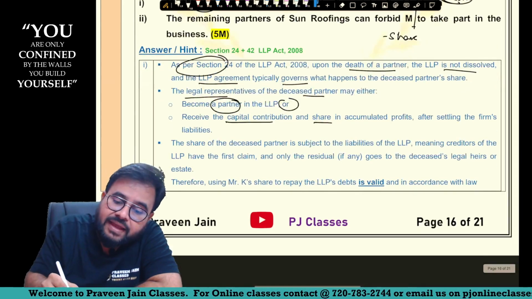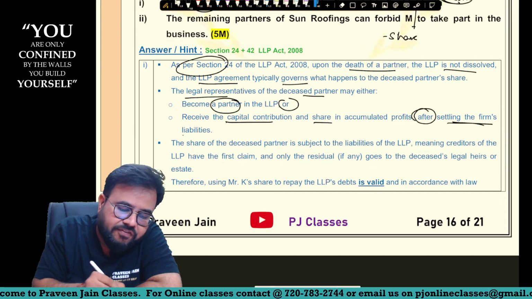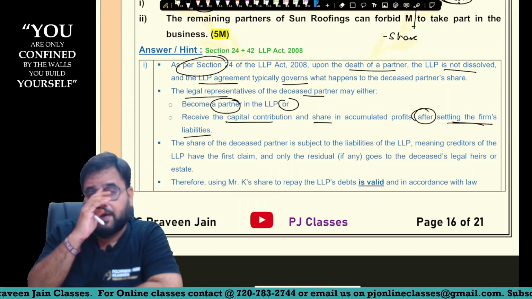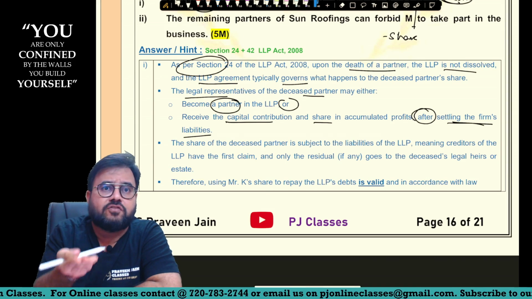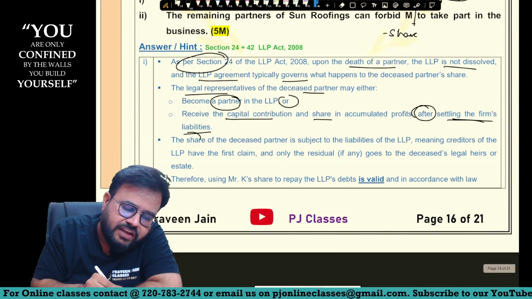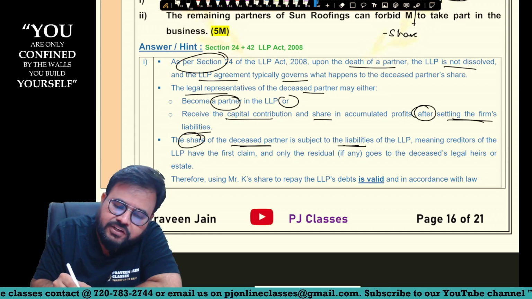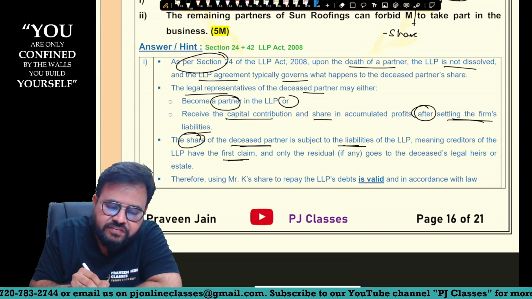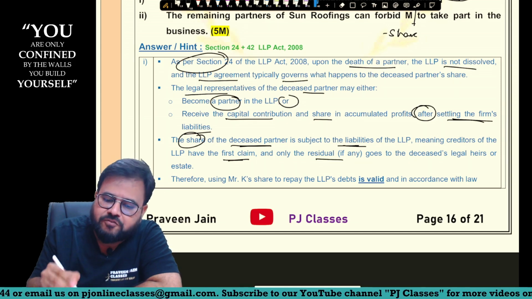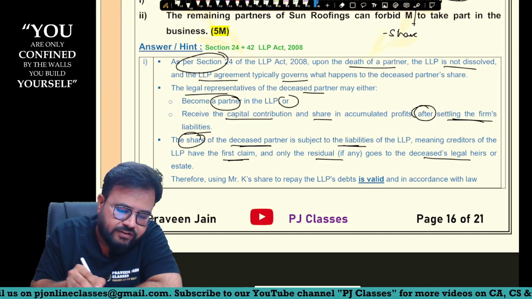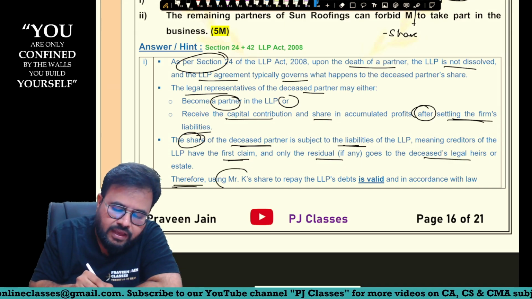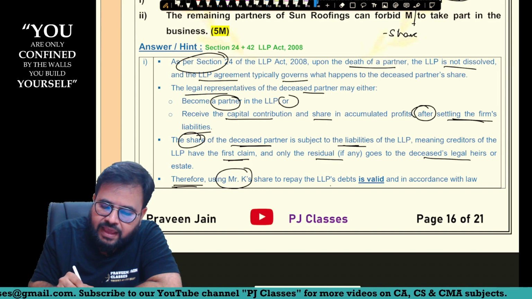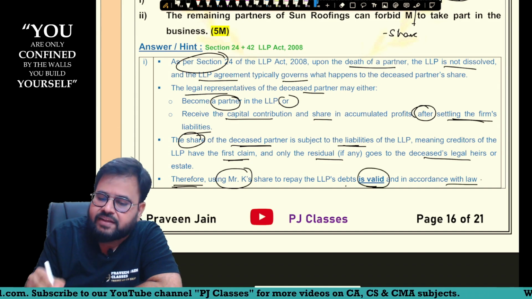That is allowed. But can I say when? After settling the firm's liability, sir. Now can I say if the firm has incurred any losses, that is also a liability, sir. And the share of the deceased partner is subject to the liabilities of the LLP, meaning creditors of the LLP will have first claim and only the residuary balance will go to the deceased's legal heirs or estate. Therefore, using Mr. K's share to repay the LLP debts is valid and in accordance with the law, sir.